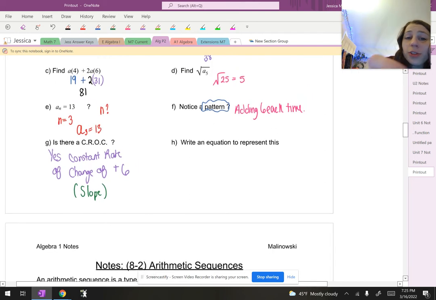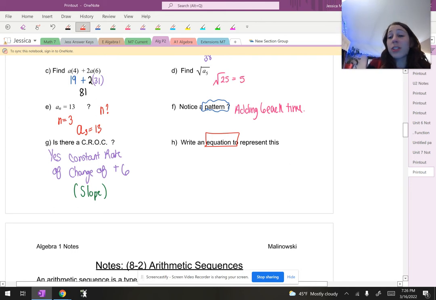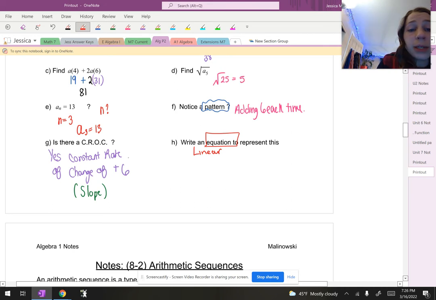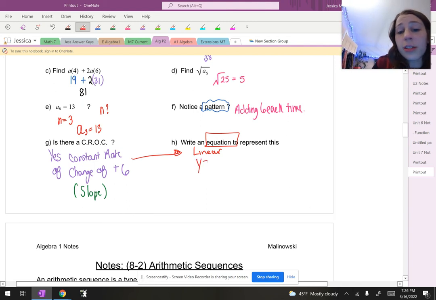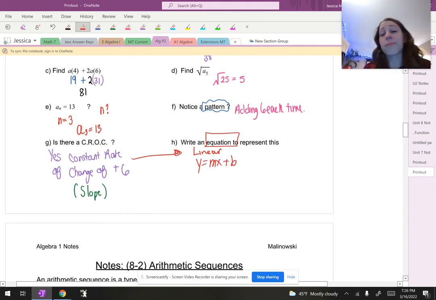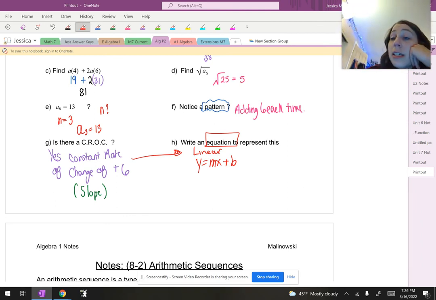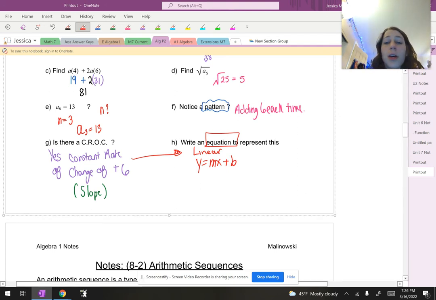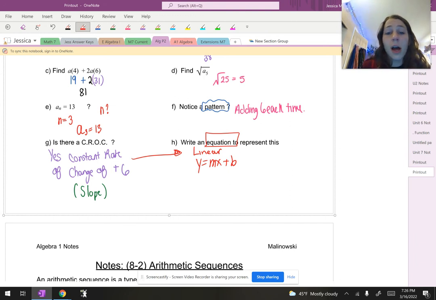Okay, so last but not least, we just need to write an equation to represent this. Well, if there is a constant rate of change or if there is a slope, the equations that have slopes are our linear equations. Linear because of the constant rate of change. So a linear equation is y equals mx plus b. Two pieces that we need filled in would be that slope, that m, and the b value, which is the y-intercept. So we know here that we've actually already got our slope, that pattern, that thing that I'm going up or over the same amount each time, that plus 6.